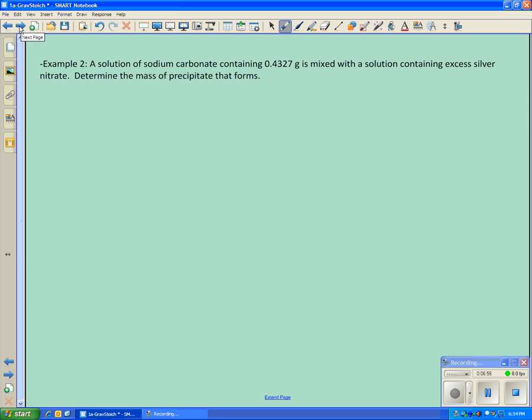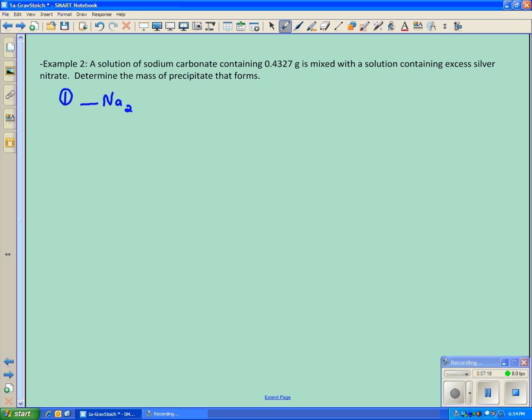In the second example, we have a solution of sodium carbonate that contains 0.4327 grams, and that's mixed with a solution that contains excess silver nitrate. Determine the mass of the precipitate that forms. So again, if we follow the 4 steps, first thing we need to do is a balanced reaction.